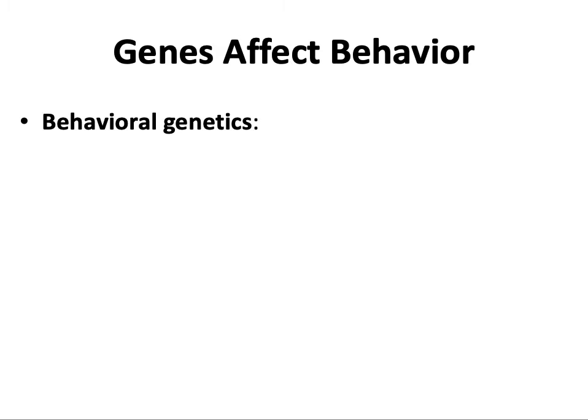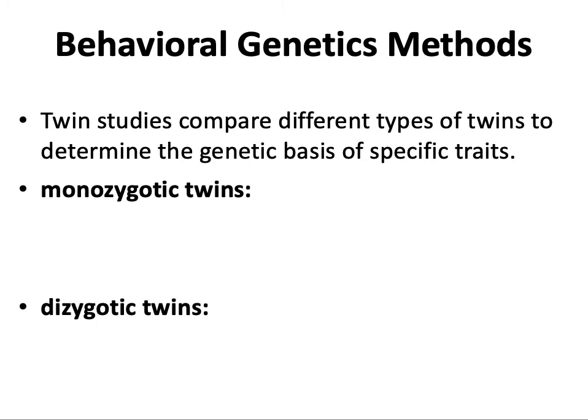Genes can affect behavior. A person's abilities and psychological traits are influenced by the interaction of genes and environment. Behavioral genetics is the study of how genes and environment interact to influence psychological activity. Behavioral genetics methods: behavioral geneticists use two methods to assess the degree to which traits are inherited. They use twin studies and then look at the differences between twins. Twin studies compare different types of twins to determine the genetic basis of specific traits.